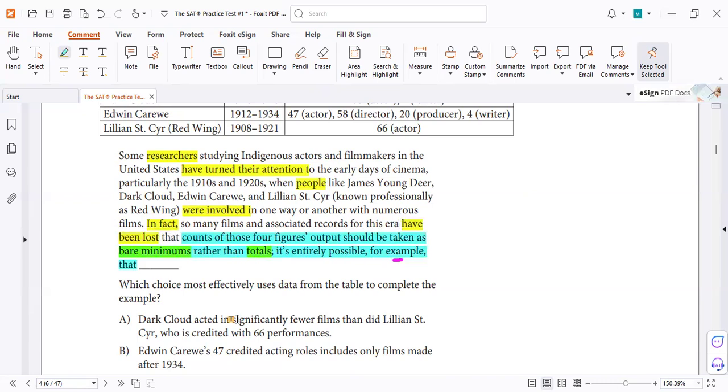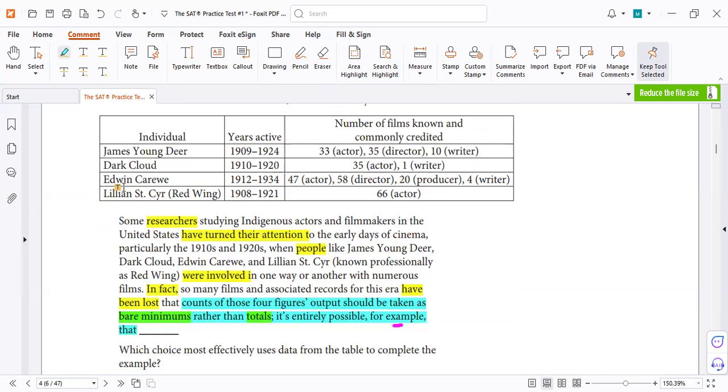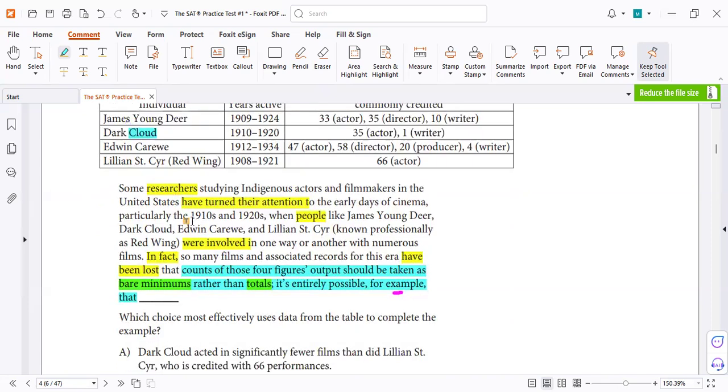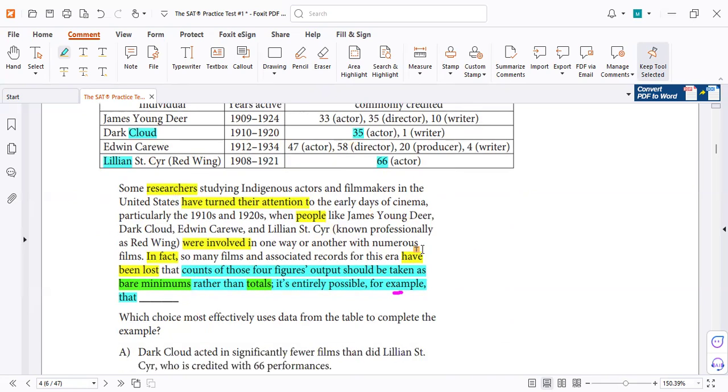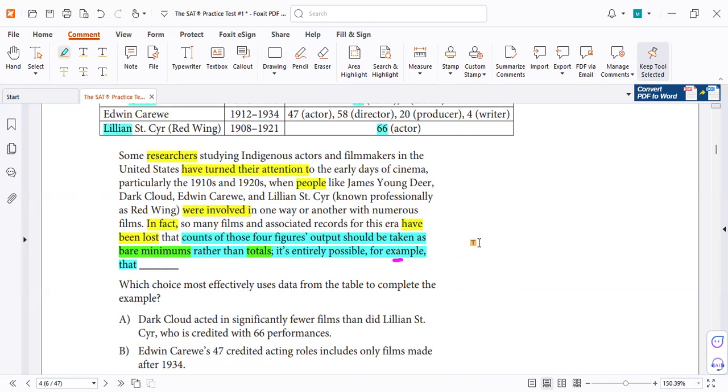Let me read. Dark Cloud acted in significantly fewer films. What is dark? This one. Then Lillian. So if you go to the numbers, you see it. It's correct. Here, look. Yes or no? Here it's 35 and here it's 6. So already, yes, Cloud did fewer than Lillian. So is A correct? Okay, but you have a problem. No, A is not correct.